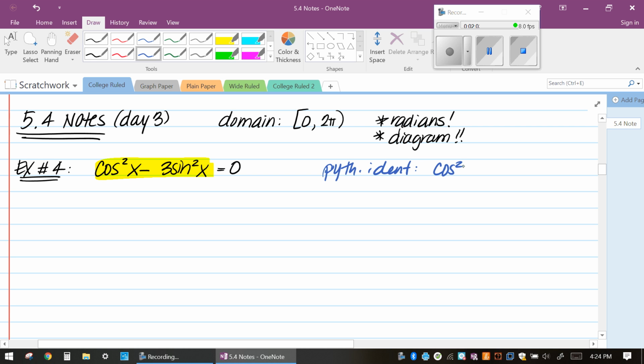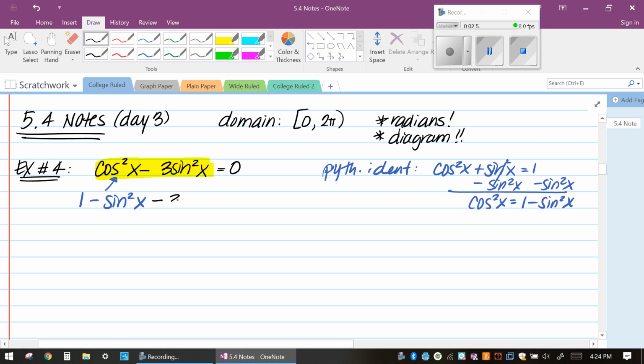Do you remember that cosine squared plus sine squared theta, or x, equals 1? So you are allowed to rewrite either one of these trig functions to either all sines or all cosines. Now, my brain just went to changing the cosine, but really you could also change the sine in terms of cosine. Option is yours. I'm going to go ahead and change this guy. So cosine squared of x equals 1 minus sine squared of x. So I'm going to replace that with 1 minus sine squared of x, and then bring down the negative 3 sine squared of x.